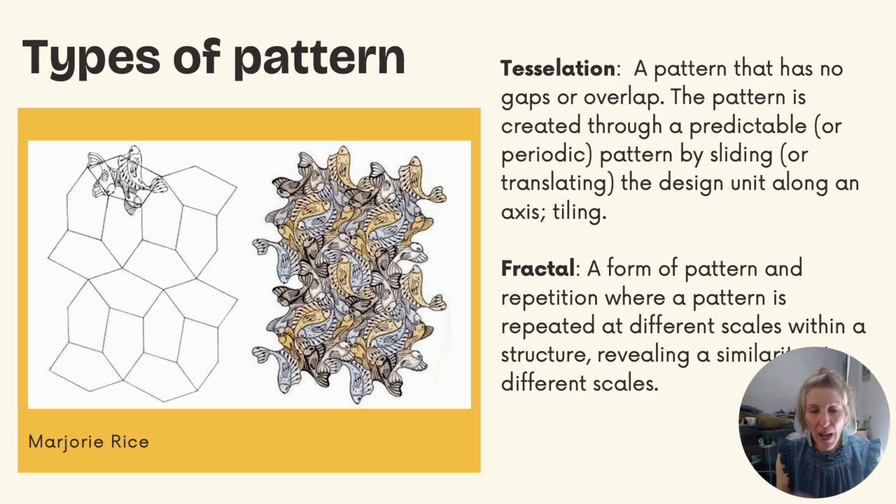A couple types of pattern, we have tessellation and fractal. So a tessellation is a pattern that has no gaps or overlap. The pattern is created through a predictable or periodic pattern by sliding or translating the design unit along an axis, tiling. A fractal is a form of pattern and repetition where a pattern is repeated at different scales within a structure, revealing a similarity at different scales.